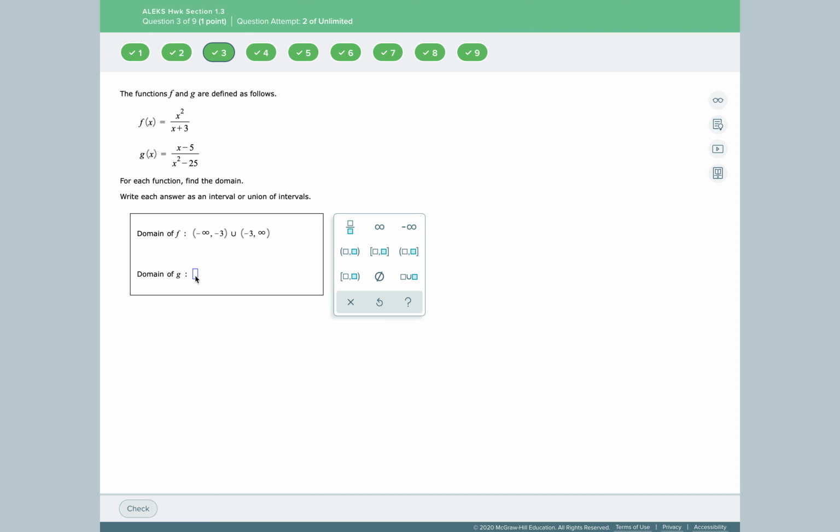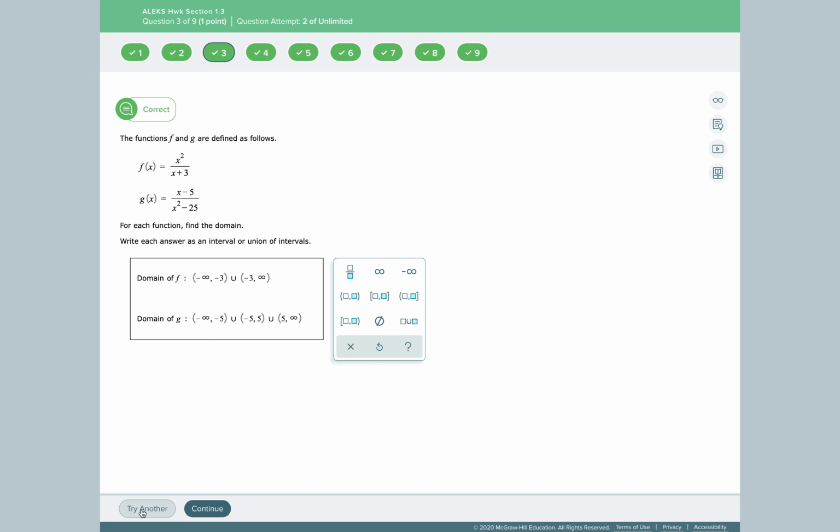As for the domain of g, x squared minus 25 is x plus 5 times x minus 5, and x squared minus 25 cannot be 0, so neither factor can be 0. If x plus 5 cannot be 0, x cannot be -5. If x minus 5 cannot be 0, x cannot be 5. So we have a couple of exclusions from the domain. We have those values of x less than -5, then those values of x greater than -5 and less than 5, and for the rest of the set, those values of x greater than 5. This completes the domains of f of x and g of x. Checking, the result is correct.